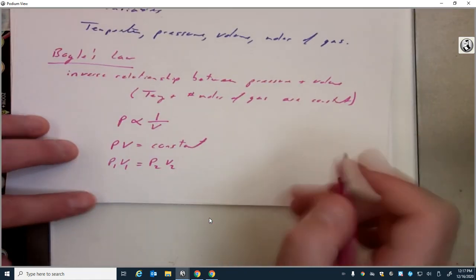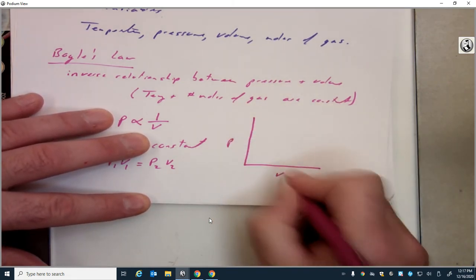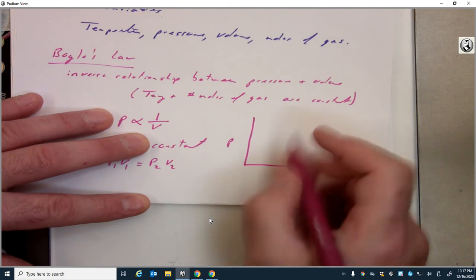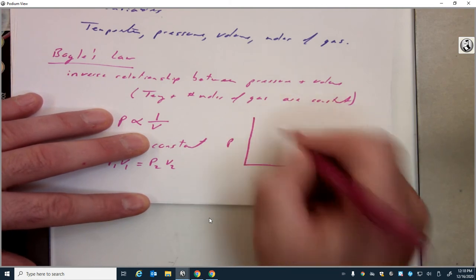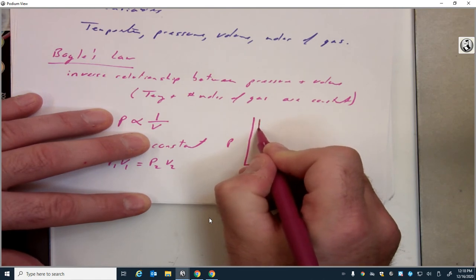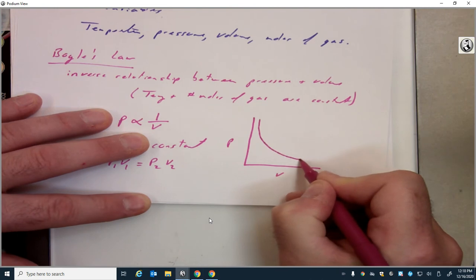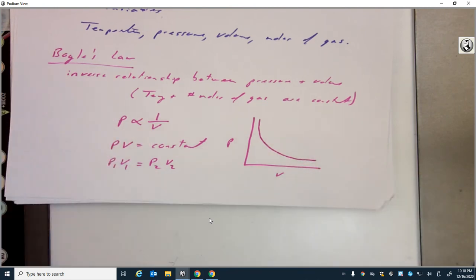Now, if we were to graph Boyle's law, pressure and volume, at low volumes, we have high pressures. As we increase that volume, my pressure goes down. So if we were to actually graph Boyle's law, we would get something like this.